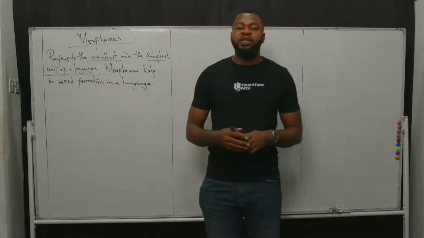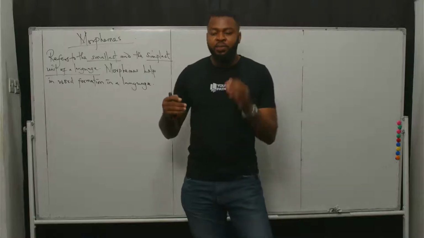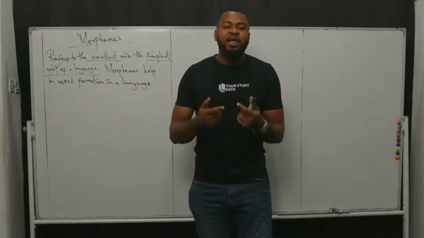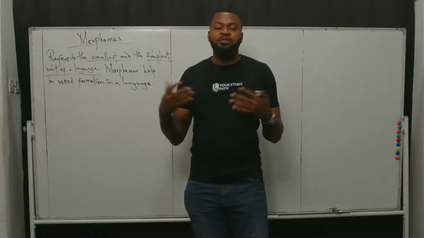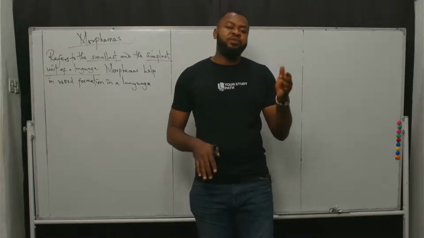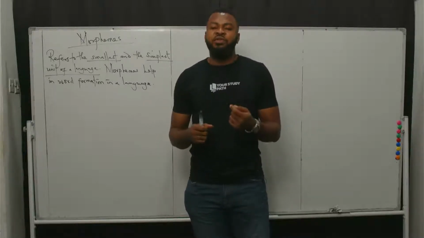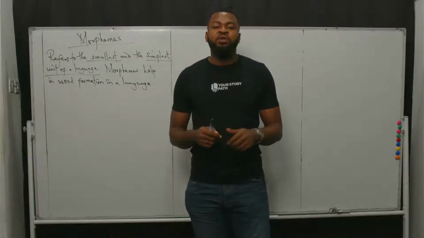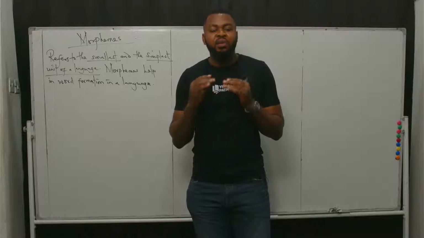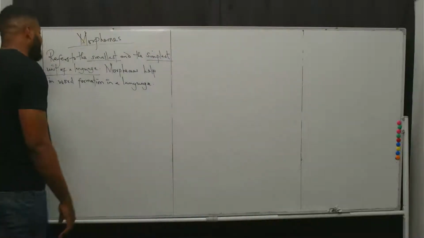So morpheme helps to indicate past tense, and helps to indicate the plural form. It helps to make changes in the word classes of different word elements. For example, you could use morpheme to change a word from an adjective to an adverb. You could also use morpheme to change a word from present tense to past tense. Those are the word formation processes that morpheme does. Now, let's proceed.